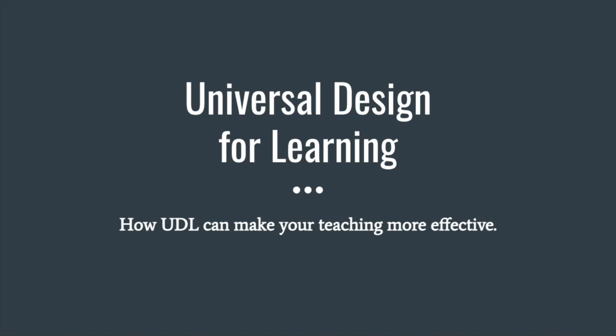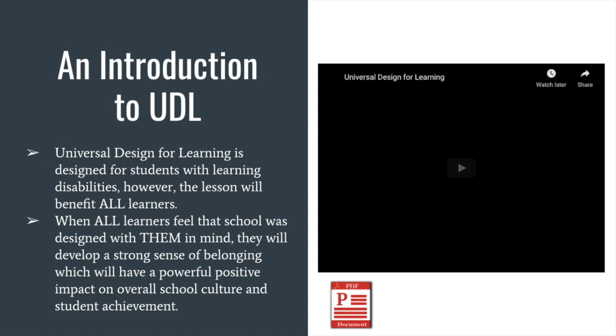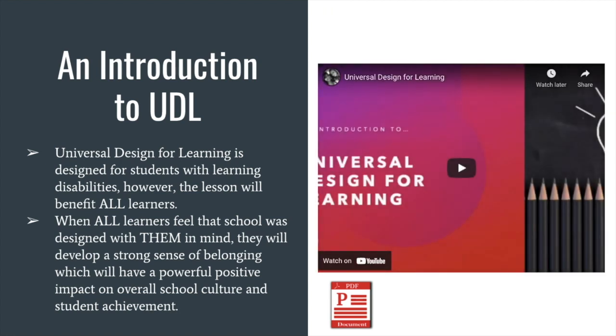Today, I'd like to make the case for the universal design for learning and how UDL, as we call it, can make your teaching more effective. Universal design for learning is designed for students with learning disabilities. However, the lesson will benefit all learners. When all learners feel that school is designed with them in mind, they will develop a strong sense of belonging, which will have a powerful positive impact on overall school culture and student achievement.